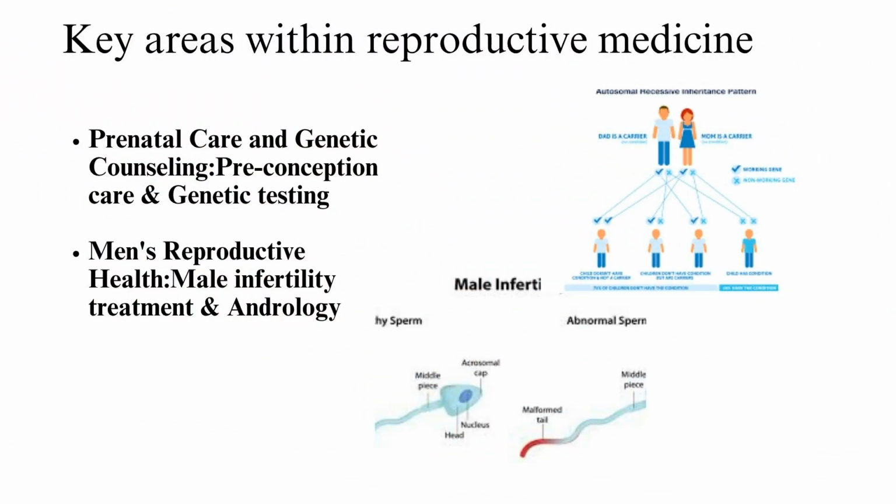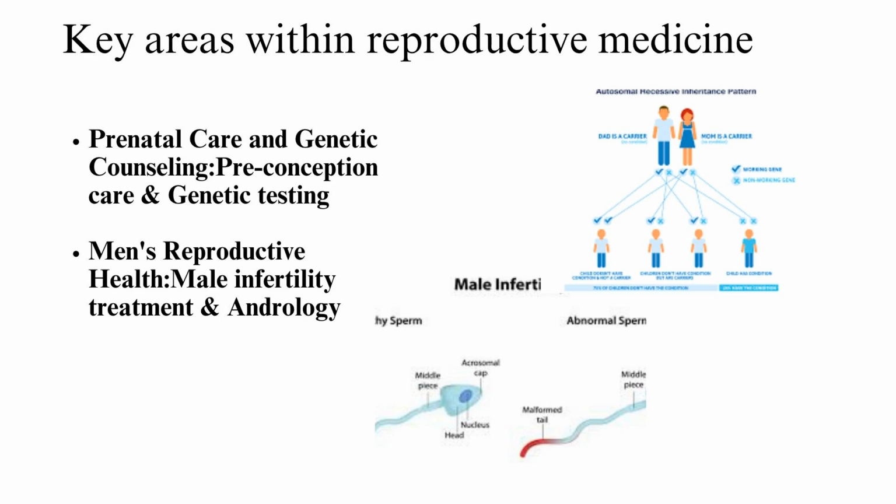Fourth, prenatal care and genetic counseling. Preconception care, preparing individuals for pregnancy through health assessments, lifestyle counseling, and genetic screening. Genetic testing involves screening for genetic disorders that may affect reproduction or the fetus, such as chromosomal abnormalities, and offering treatments like preimplantation genetic testing, PGT, during IVF.